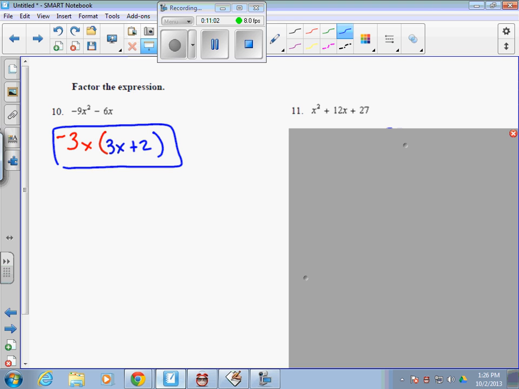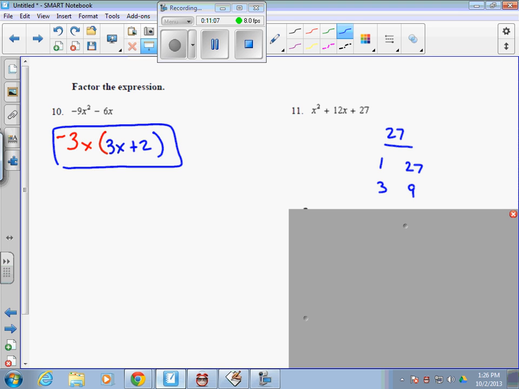x squared plus 12x plus 27. What you need to do is find your factors of 27, the trinomial. 1 times 27 is 27. 3 times 9 is 27. 3 times 9 and 1 times 27. So what numbers can you add together and get the middle number, 12? What numbers can you add together and get that? 1 and 27 are either going to give you 28 or 26, not 12. 3 and 9 are either going to give you 6 or 12. So 12, that's the ones we got to use.